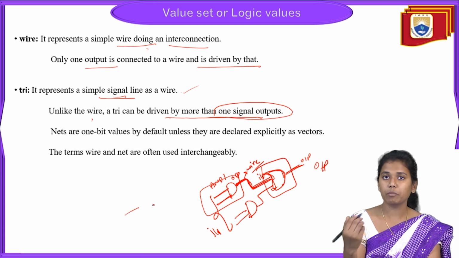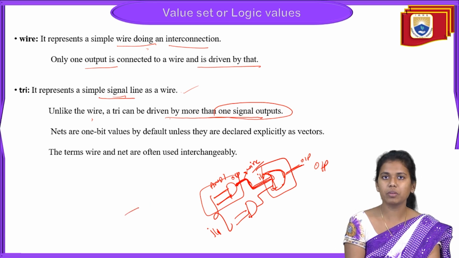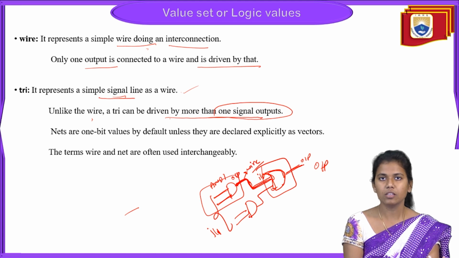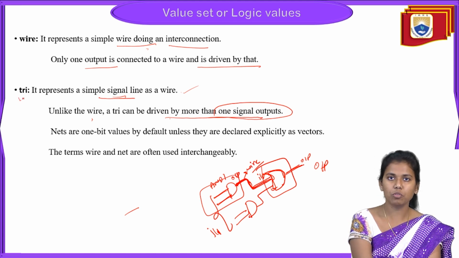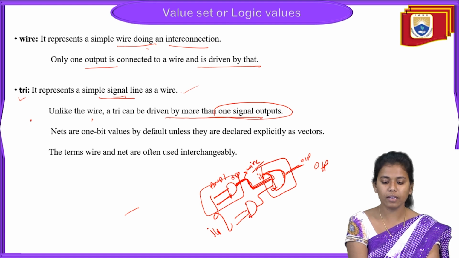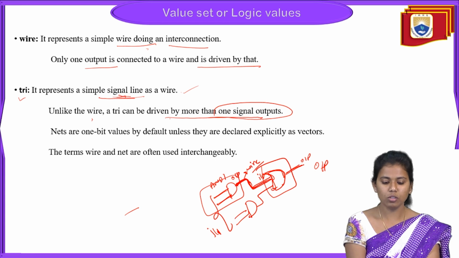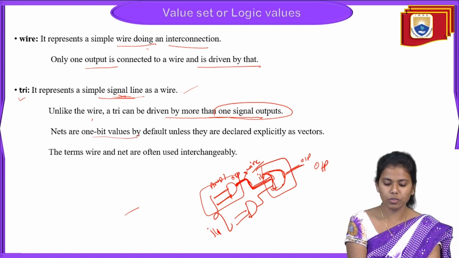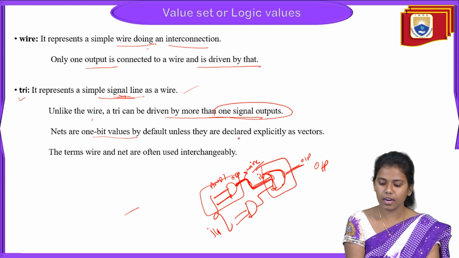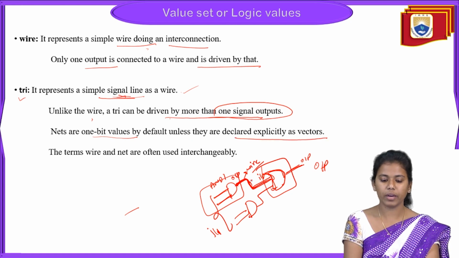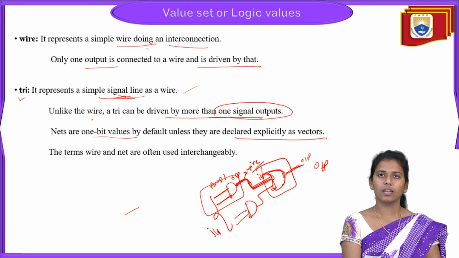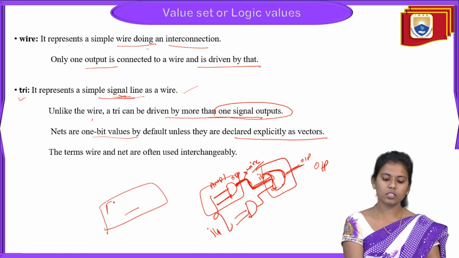For example, there may be a chance of getting more than two outputs, and in that case we can make use of this tri. It is a simple signal line like a wire, but it can be driven by more than one signal output. Also, nets are 1-bit values by default unless they are declared explicitly as vectors. So what are these nets? Nets are the blocks inside the modules which are interconnected.